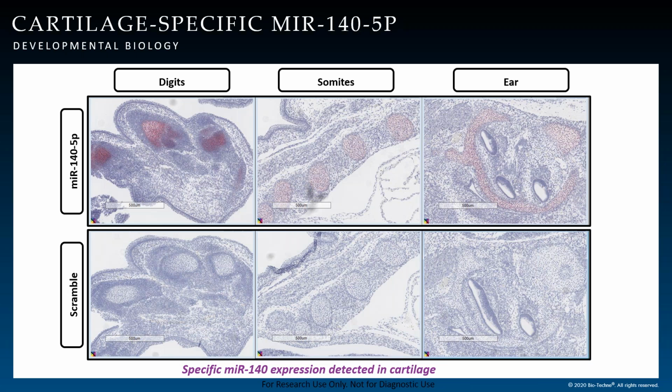What we observe here is quite a striking differential expression of miR-145-5P across the different tissues, which includes, again, digits, somites, and ear. And to demonstrate that this signal is specific, we're showing here a scramble image showing no signal from the same areas in which miR-145-5P was detected.